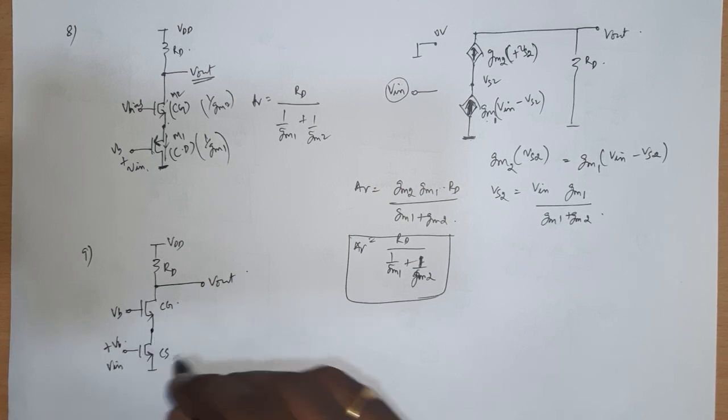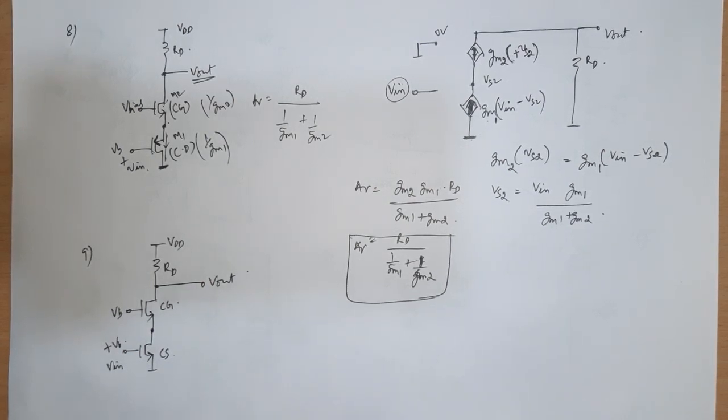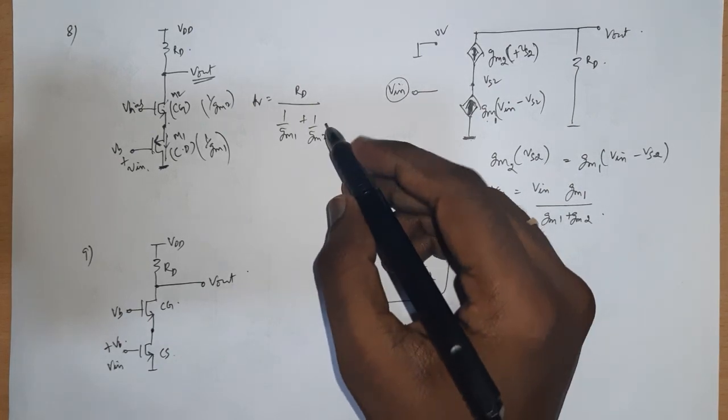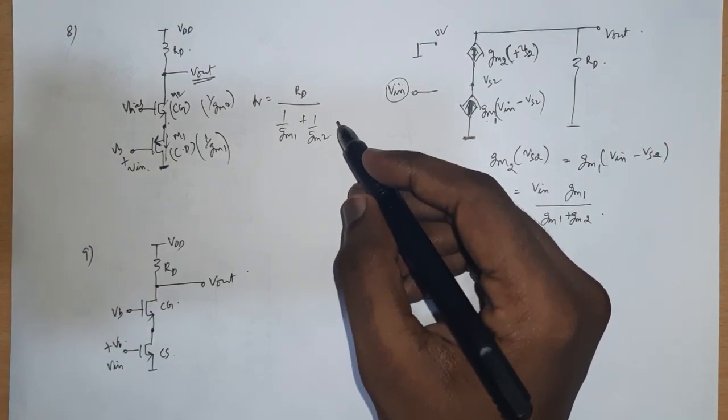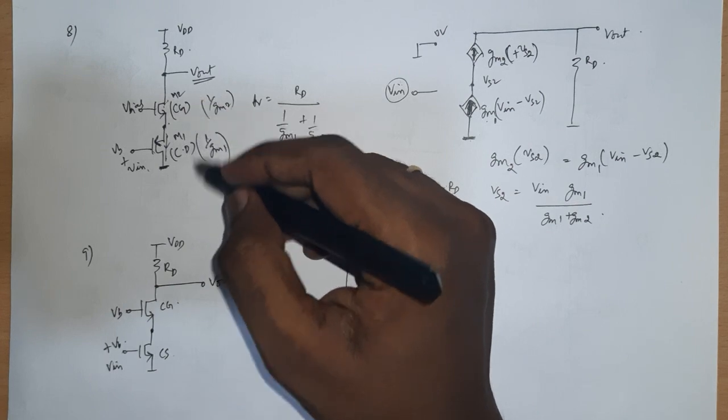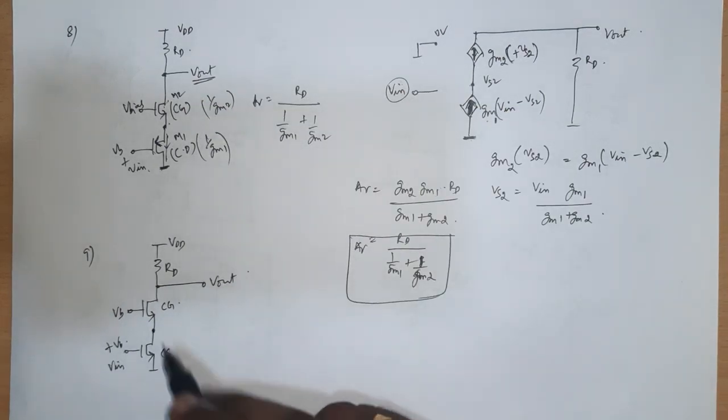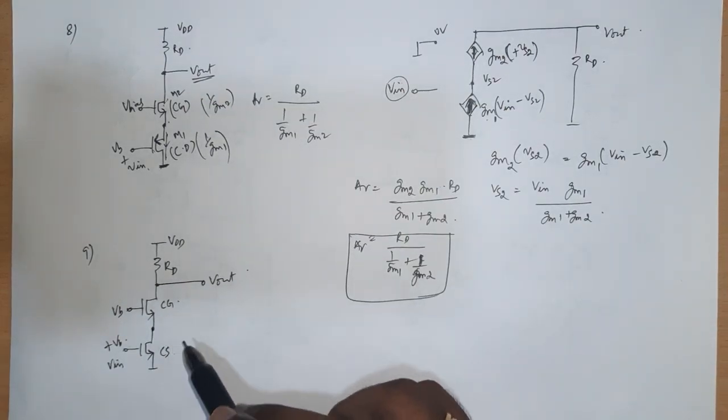Now what will be the answer? Okay, what will be the gain? So definitely it is not going to be the same as that of this one. It will be certainly different, because this technique will not apply to a cascode logic where you connect a common source and a common gate.